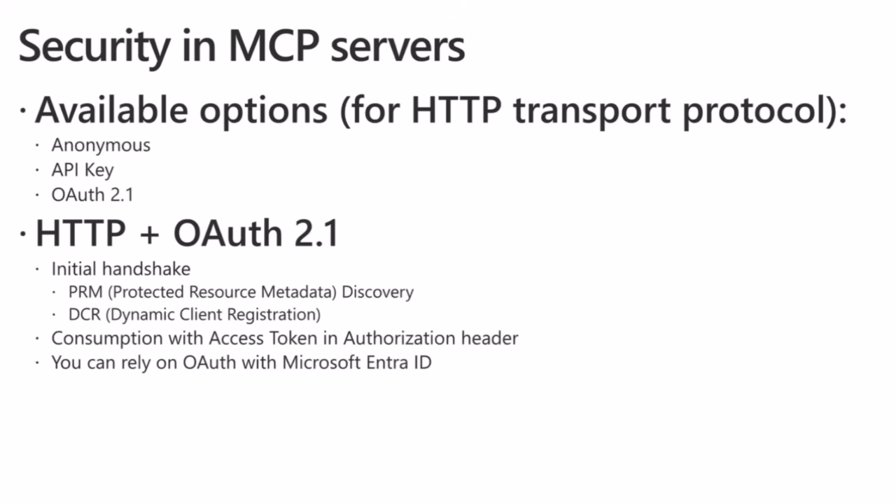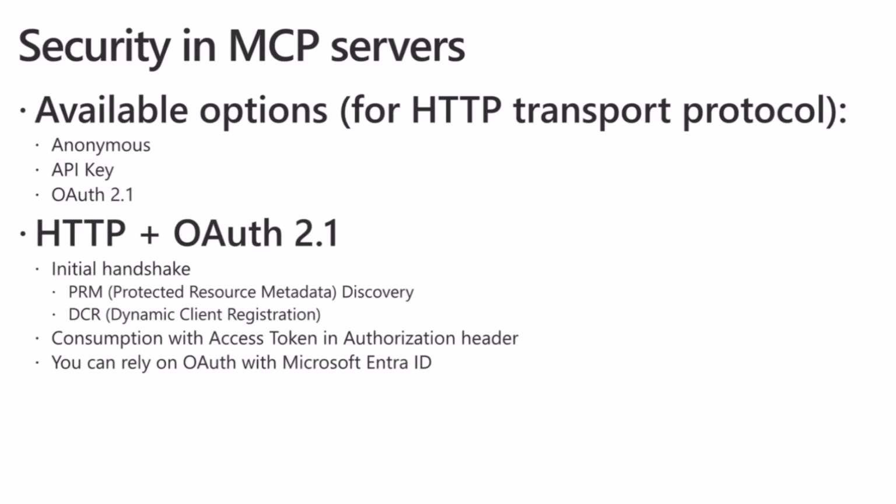No matter what, once you are done with the handshake, you will have an access token, and you will have to provide the access token in the authorization header, as you would do with any other REST API that you are going to consume in a secure way using open authorization. And as I said, you can, and we will do so, rely on Entra ID for open authorization security in your scenario.